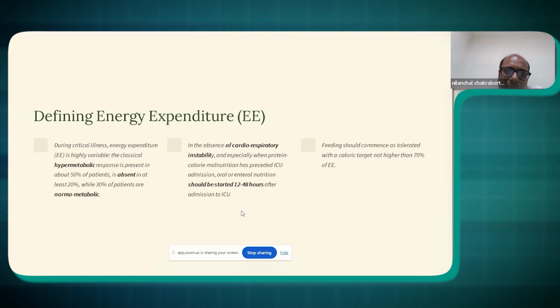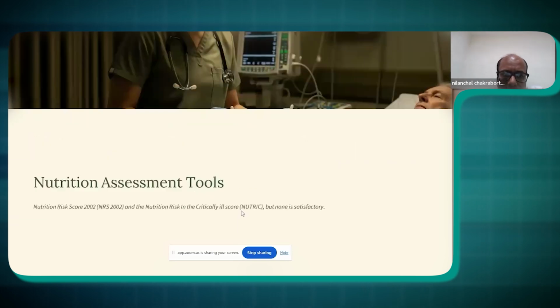And when the patient is in cardiorespiratory instability, in shock, requiring vasopressors, we never intend to start the whole feeding up to 48 hours. We keep it as minimum as possible, and we should not go beyond 70% of the expected energy expenditure in this critically acute phase.